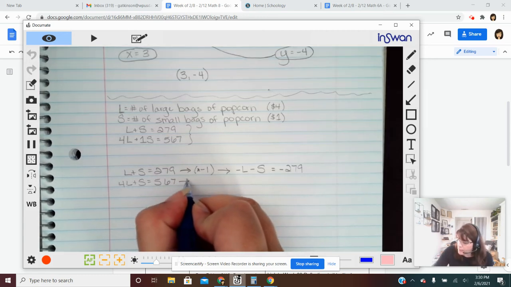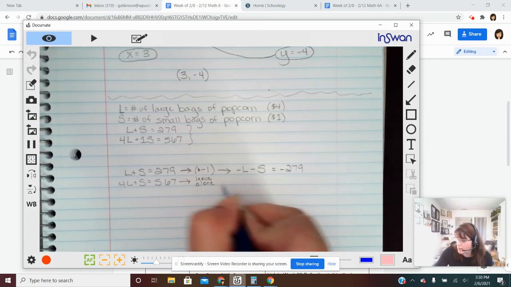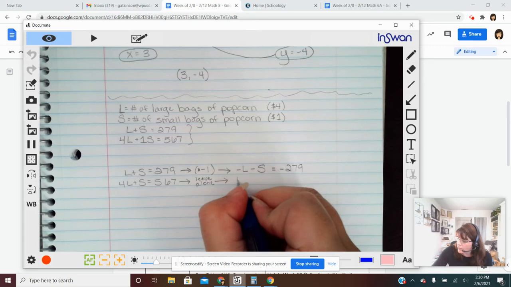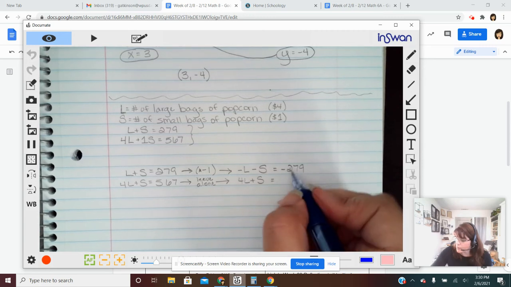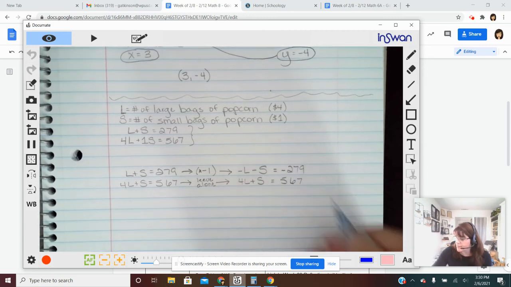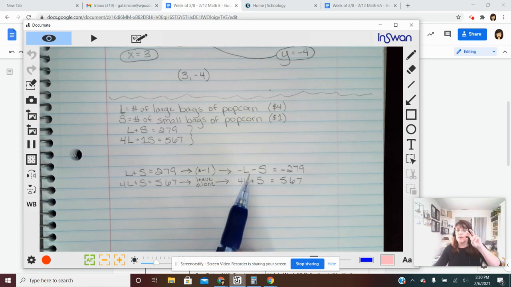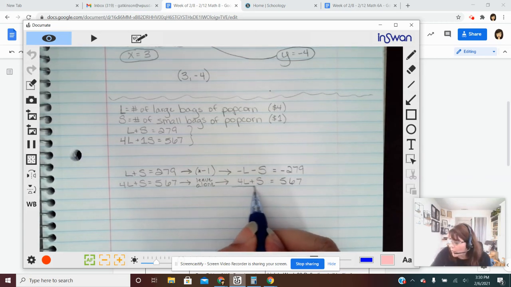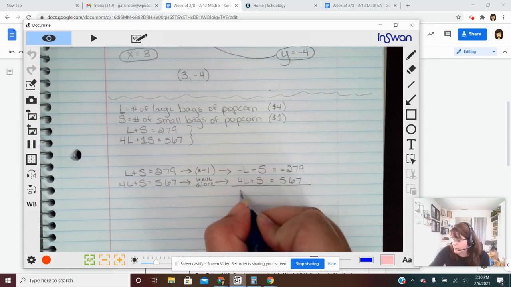This bottom one, I'm going to leave alone. Don't do anything to it. 4L plus S equals 567. Okay, so you can see all I did was convert one of the equations. This is technically called the subtraction method of elimination. I just converted it to its opposite. I made it negatives, or opposites to be more accurate. Okay, -L and 4L, that's 3L.